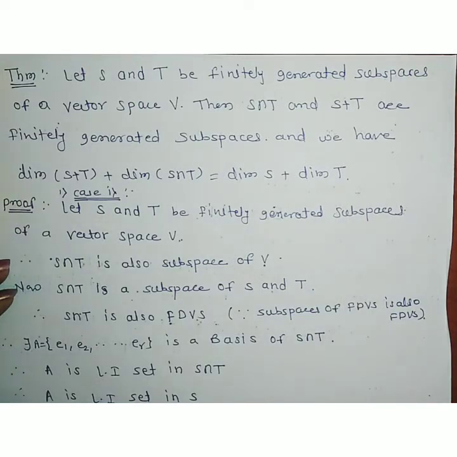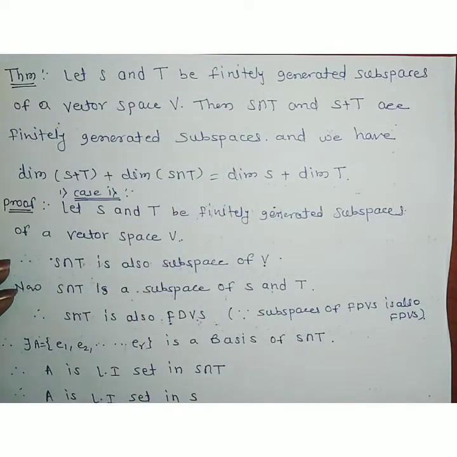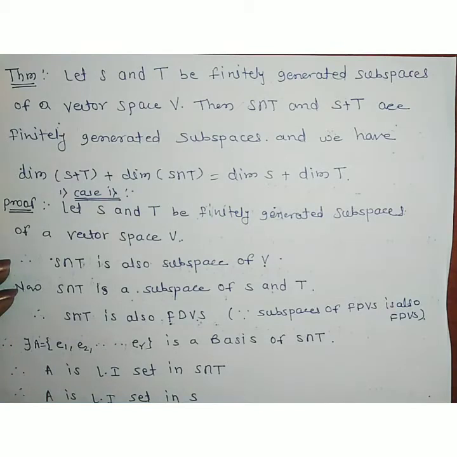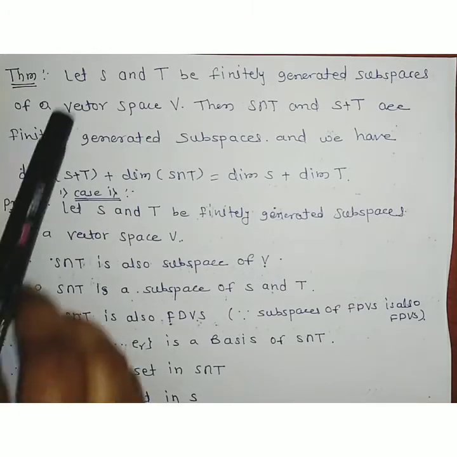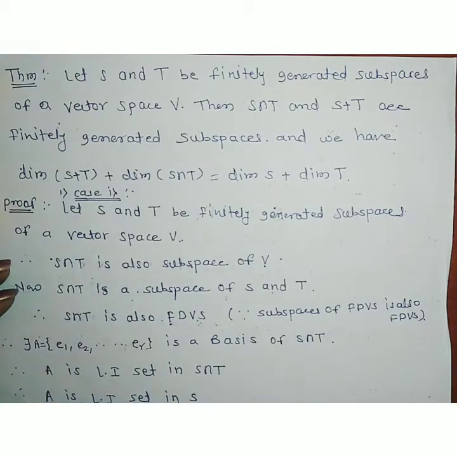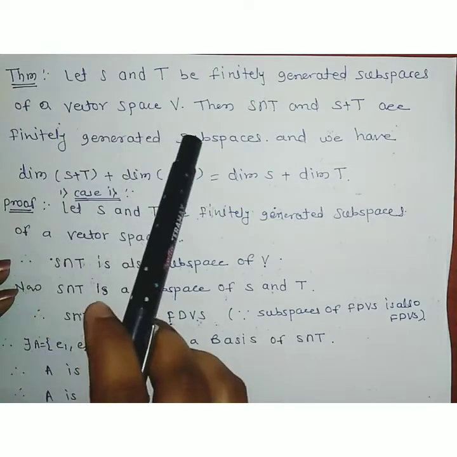Okay, so what have we been given? We have been given that S and T are, first of all, finitely generated subspaces of the vector space V. So what are finitely generated subspaces? First of all, these are subspaces, and finitely generated means what? There exists a basis for S and T which contains a finite number of elements. So S and T are finitely generated subspaces of vector space V.